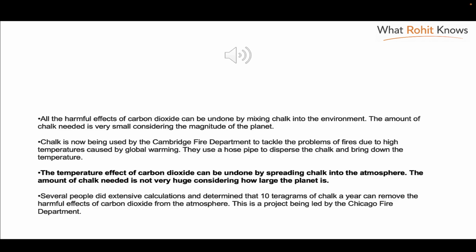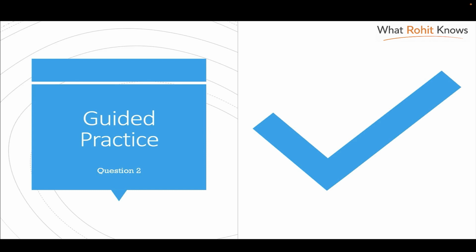correct pieces of information. So for example, if this last option was the same as the previous, but it also mentioned that several people did extensive calculations and determined this, then we would have picked it because it contains this extra information about 10 teragrams of chalk. Then this would become bigger and it would have covered more points. So we would have taken that. But because it has a wrong piece of information attached to it, that's why we are discarding it and going with the third option. Shall we go to the next question?